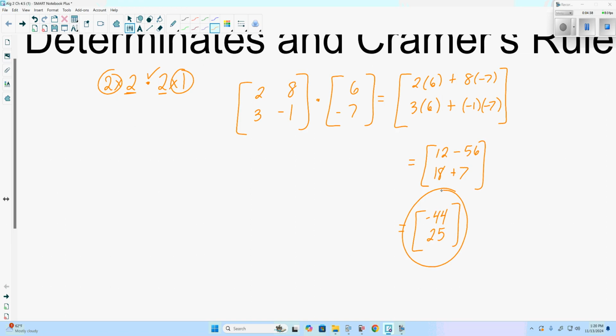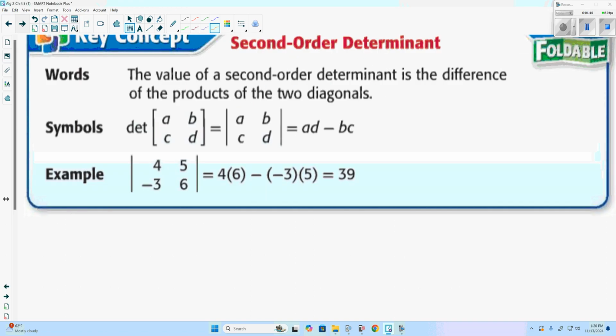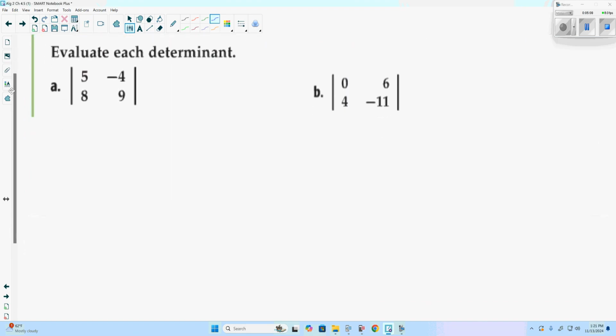All right. What we're looking at today are determinants, the determinant of a matrix. Now, to find the determinant of a 2 by 2, we multiply these two here and subtract it from the multiplication of these two here. And that's it.